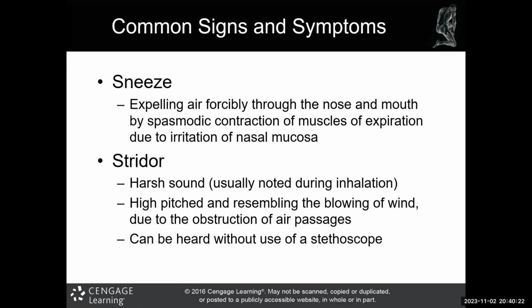Sneeze, of course, is forcibly expelling air through your nose and mouth by a spasmodic contraction of the muscles of expiration due to irritation of the nasal mucosa. So it's irritated and it causes this nerve contraction to cause the muscles to do it. You cannot stop it when you're going to sneeze. You're going to sneeze, you're going to sneeze. Stridor is a harsh sound noted usually during inhalation. It's high-pitched, sounds like the wind blowing due to obstruction of the air passages. You can hear it without a stethoscope, so that's stridor.